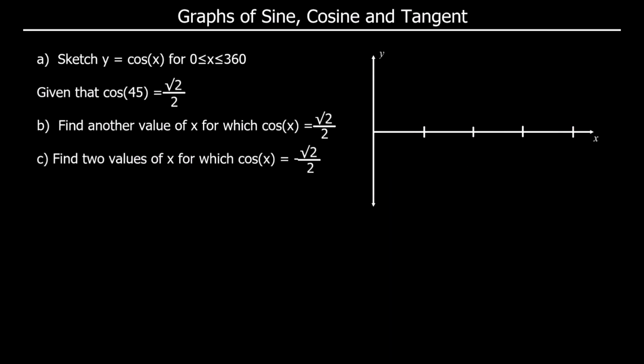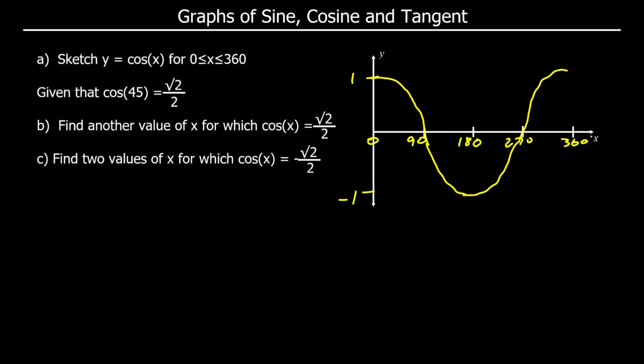Here's another question. If you can, pause the video and give it a go. If not, just keep watching. So sketch y equals cos x for 0 to 360. Our cos graph goes between 1 and negative 1. It starts at 1 and comes down through 90, 0, 180, negative 1, 270, 0, and 360. That's 0, 90, 180, 270, 360.